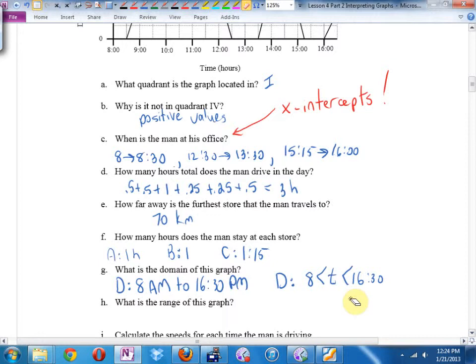Now we have to add one more thing here. The fact that this graph includes 8 a.m. means I'm going to say or equal to. Have you guys seen that before from Math 9? No? Add that. And the fact that it touches 16:30, I'm going to say or equal to. Don't freak out. Just write it down.